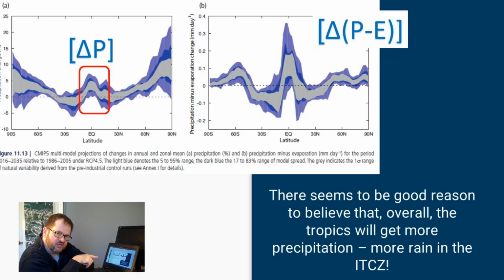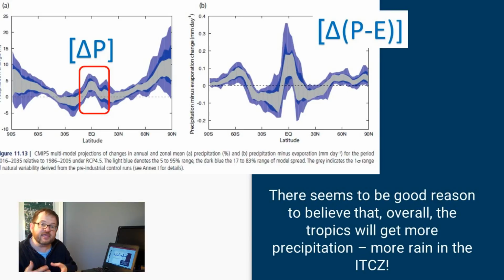Let's go back then to these climate change things. Remember, this is how precipitation changes over the next few decades. Look at that area I've circled there in red. That is the area where the zonally averaged change in precipitation, read as bracket delta P bracket, is positive. So averaged all the way around the world at the equator, almost all the models are showing an increase in precipitation. It's already high, and they show it increasing.